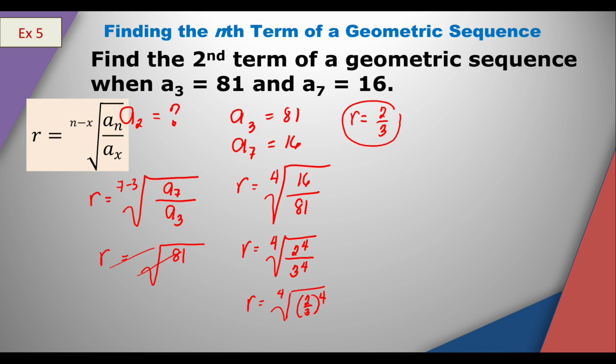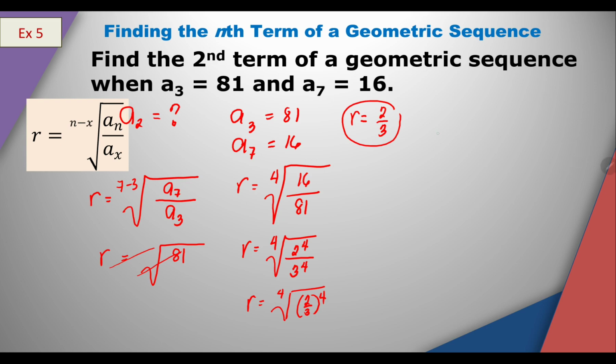Now that you have 2/3 as the common ratio, you can now solve for the second term. How are you going to solve for the second term? Do you need to use the formula a sub n is equal to a sub 1 multiplied by r raised to the n minus 1? Or do you simply go from a sub 3 going left to a sub 2? Again, it is your decision. Use whatever is easier for you.